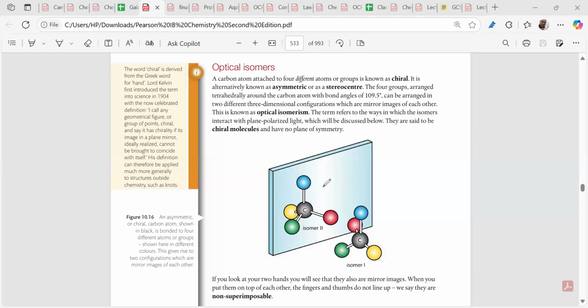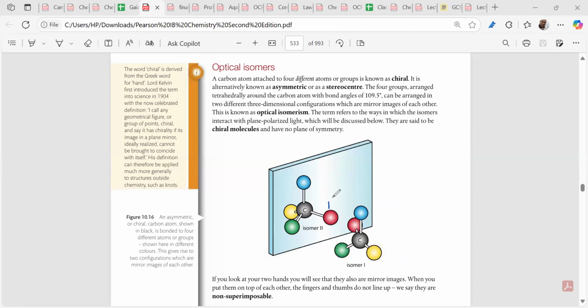In the optical isomer, what happens? This is a chiral carbon, and if you have got the same molecule where it is just a mirror image. If you have got a molecule like this, and another molecule which is just a mirror image of it, the configurations are opposite.